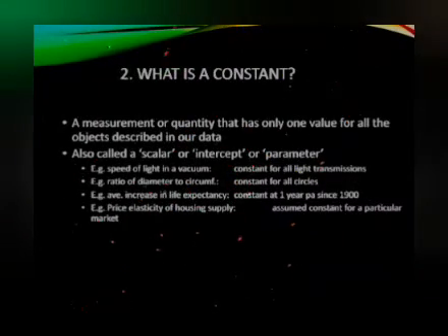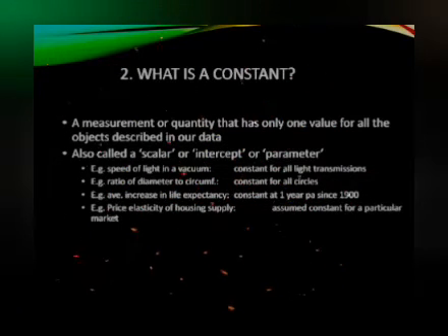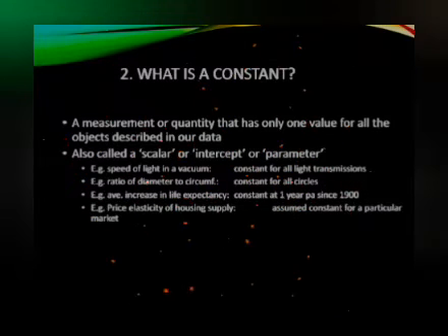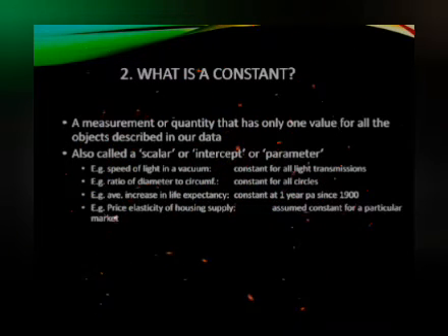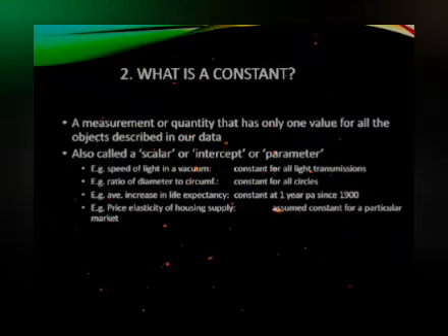Next, what is a constant? A measurement or quantity that has only one value for all the objects described in our data. Or it is also called a scalar or intercept or parameter. For example, speed of light in a vacuum, constant for all light transmissions, and price elasticity of housing supply, assumed constant for a particular market.